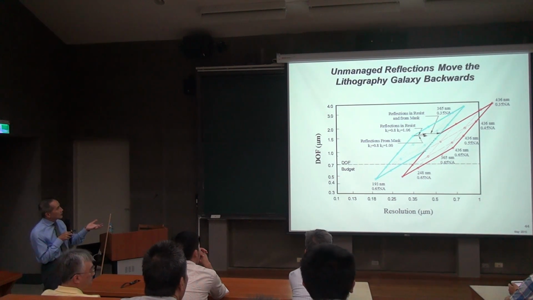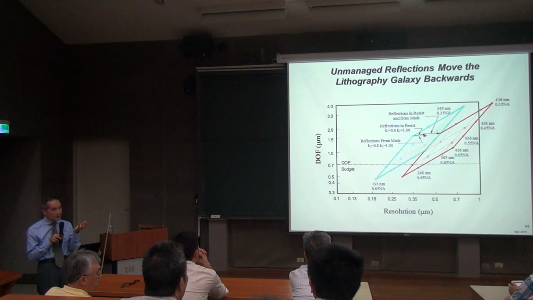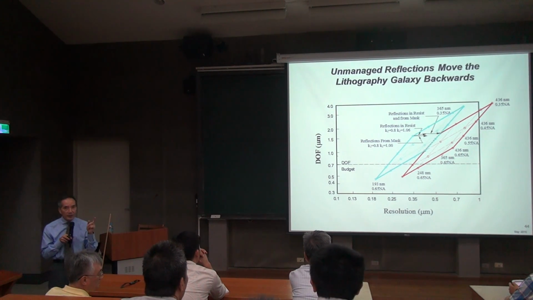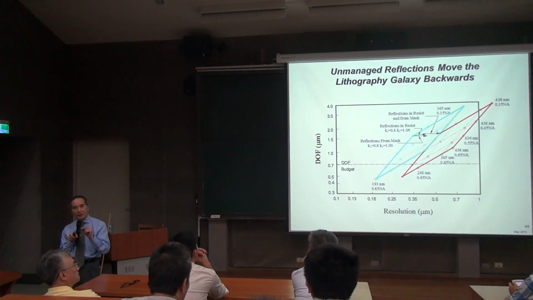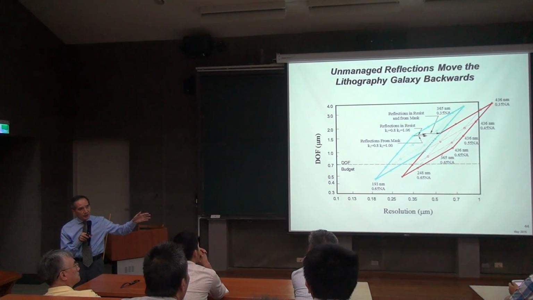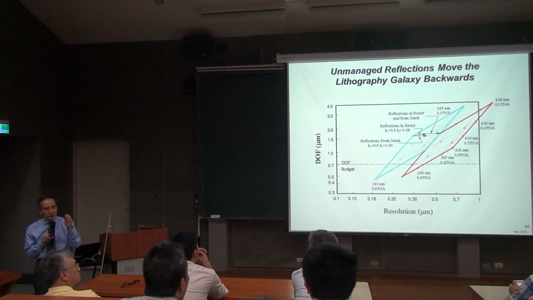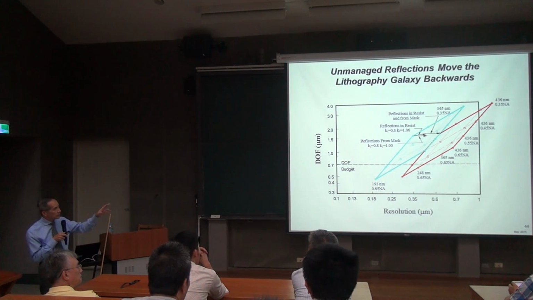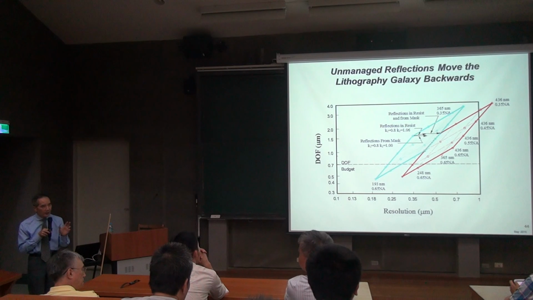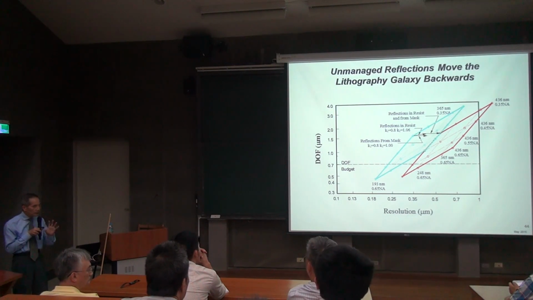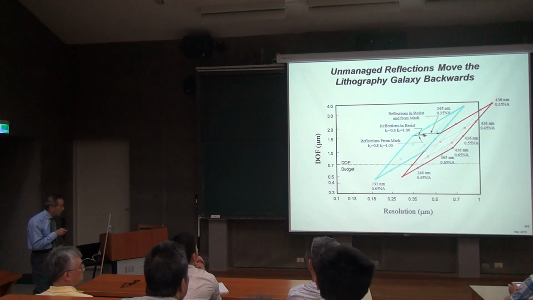Or if you have stray light, as I explained before, it moves backwards. And that's why the IBM guys told me they want more than K1 equal to 0.8 in manufacturing, because they didn't control this. So when you go in and control this, you can bring K1 to 0.64. You control the vibration, you control the reflectivity, and this and that. And then you can do K1 equal to 0.65 as well as equivalent to K1 equal to 0.8.